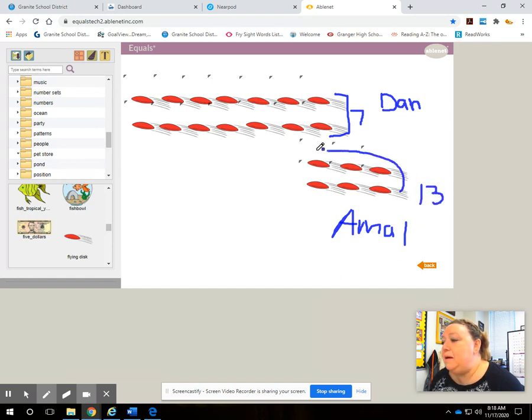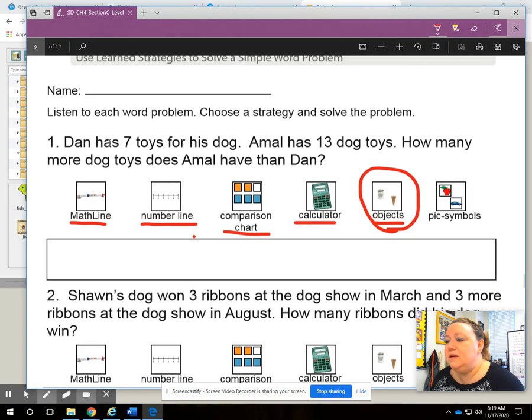So how many more does Amal have than Dan? So Dan and Amal both have 7 right here, right? How many more does Amal have? Let's count them. 1, 2, 3, 4, 5, 6. Oh my goodness. So as you can see, my answer then is 6. He has 6 more dog toys.